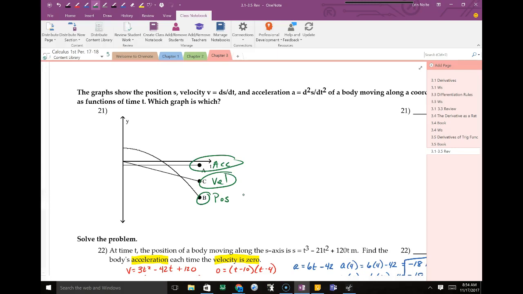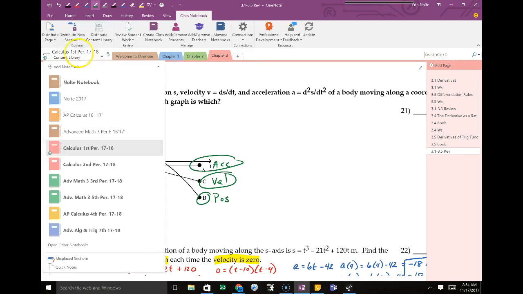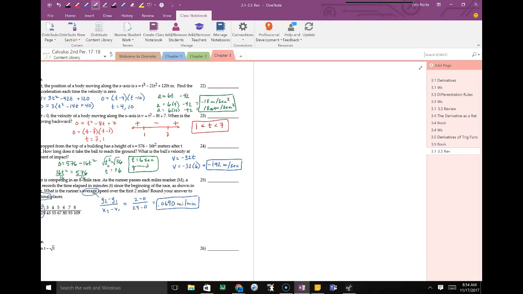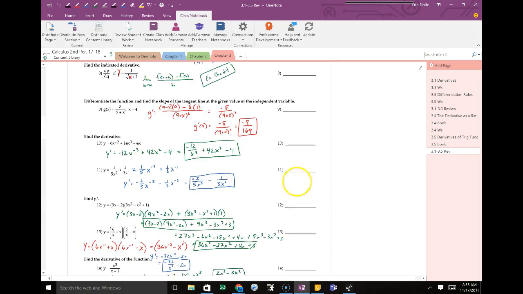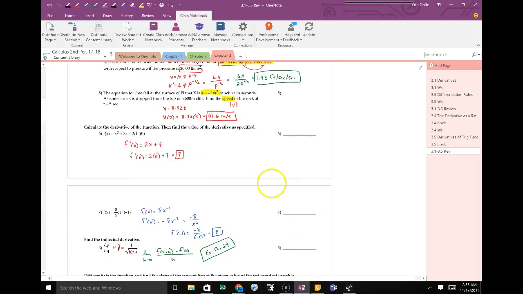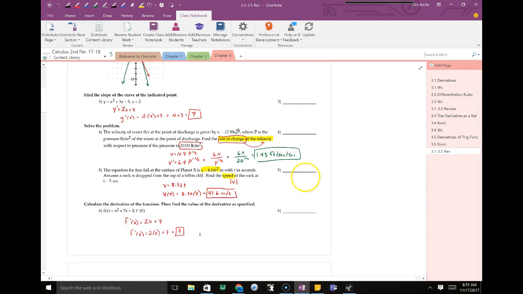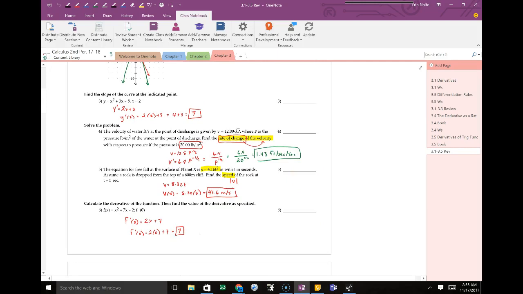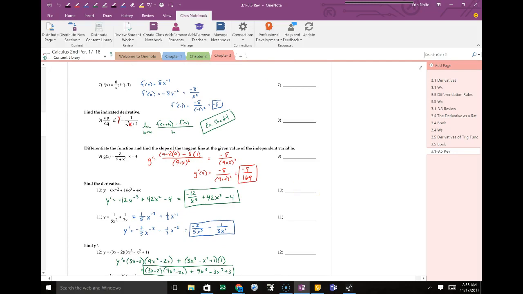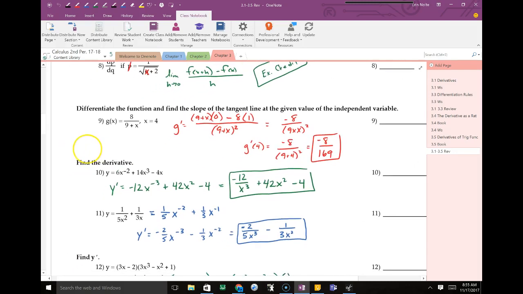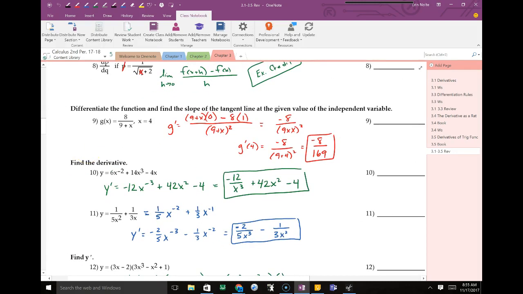Okay. All right, let's go over the answers here, because I want you to have time to finish this test. So we did a few of these together. Where did we leave off? Do you guys remember? Number 9? Okay, so number 9, I don't know if we did number 9 or not, but number 9 is negative 8 over 169.